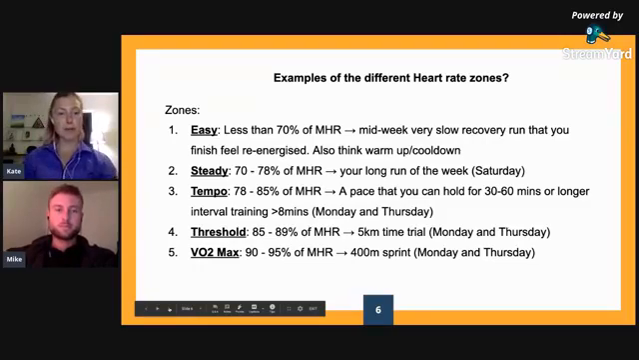I think the warm-up and cool-down parts of the sessions are also done at a really slow pace, just getting ourselves moving. So that would also be what we consider zone 1. Before moving to steady, so it's still at a pretty low heart rate zone, but higher than the easy. This would be the long run of the week. So this is our Saturday long run.